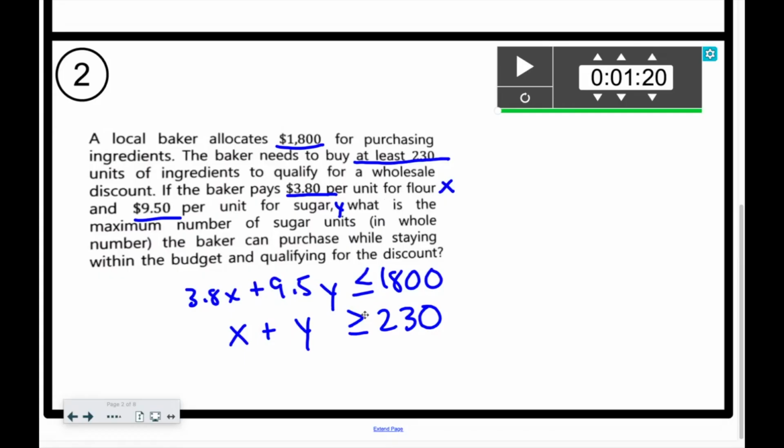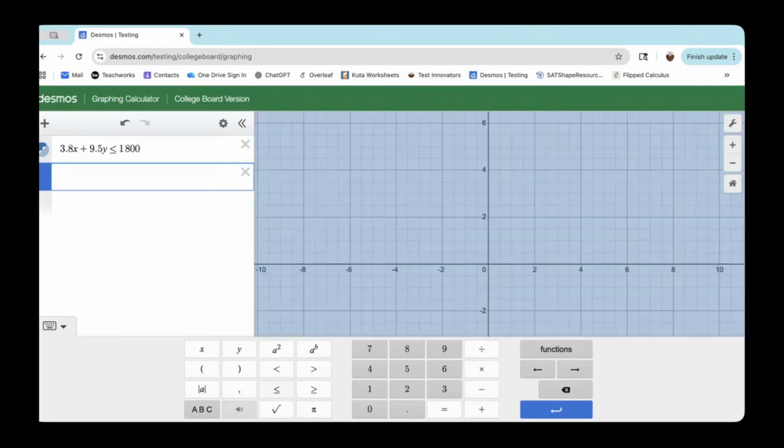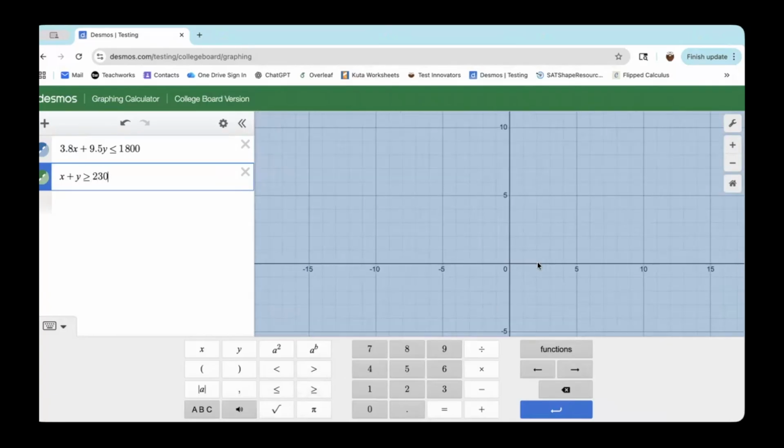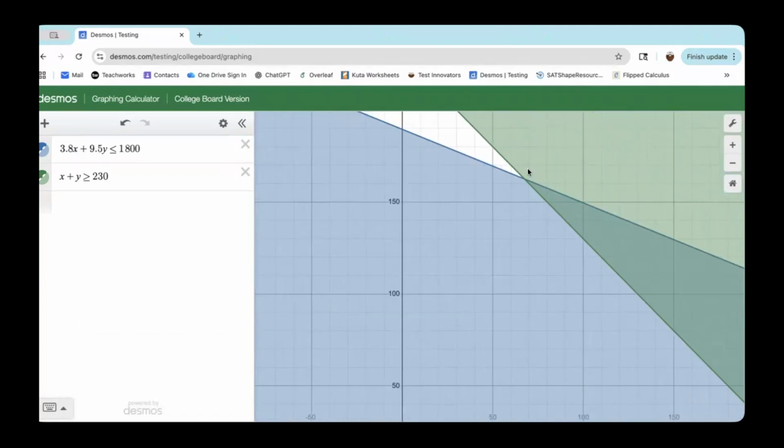Okay. So now we're going to go to Desmos and see what this looks like. So hop on into Desmos, and now we get 3.8x plus 9.5y is less than or equal to 1800. And then we have x plus y is greater than or equal to 230. When we do a little zooming out, we're going to go all the way up here. Okay. So now our intersection point is extremely important. We need a whole number.